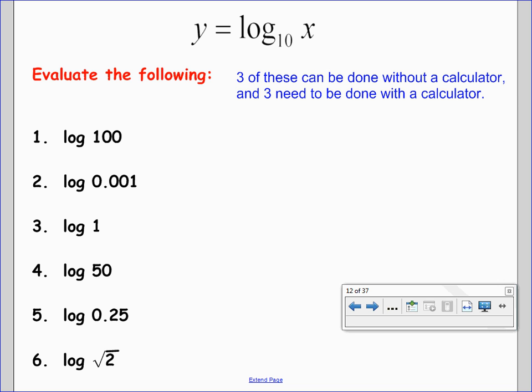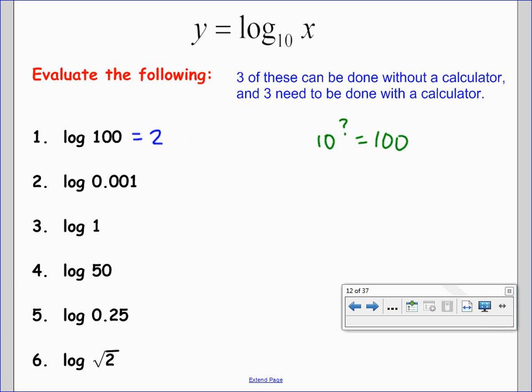If my input is a perfect power of 10, then I can evaluate it just by asking an exponent question. Number one is saying the invisible base 10 to what exponent equals 100? Well, 10 to the second power. 10 to the second power is 100.